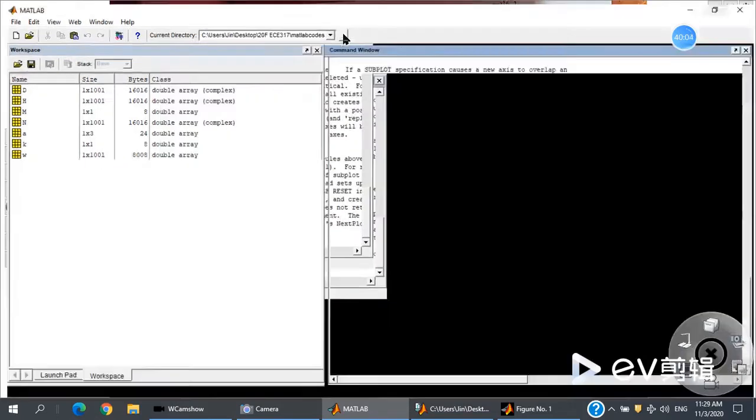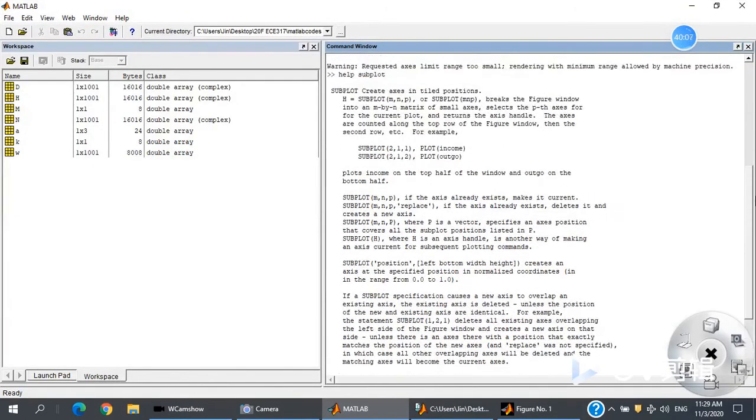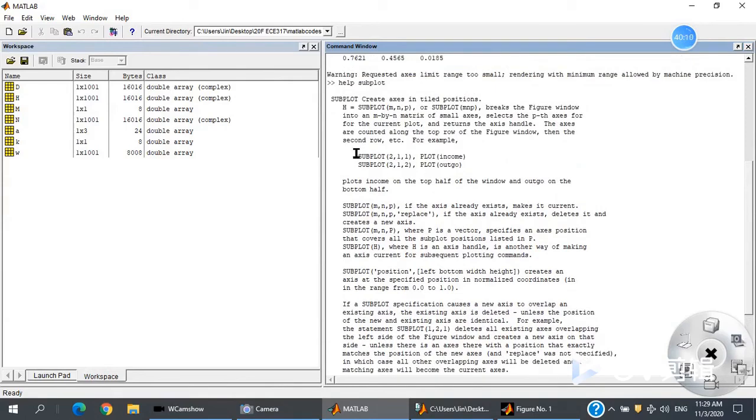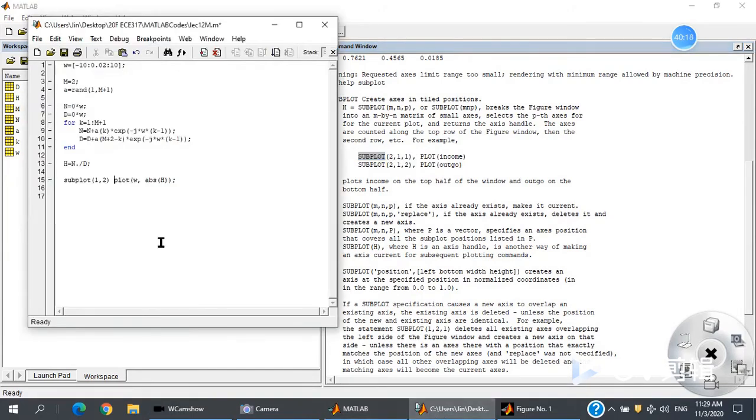Oh, there's a lot. Oh, I need this one. Subplot 2, 1, 1, 2, 1, 2, and plot. Okay, so here I use a subplot 2, 1, 1. This plots the absolute value, and subplot 2, 1, 2, I plot W and the angle of H.